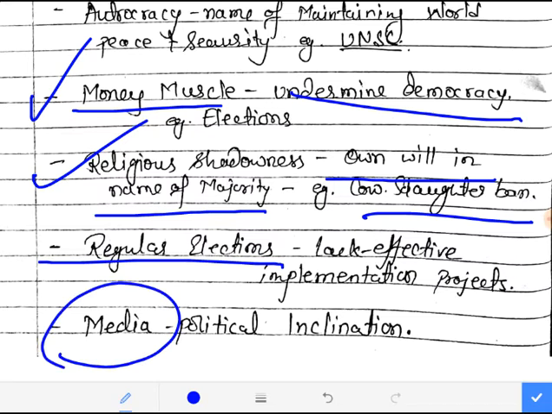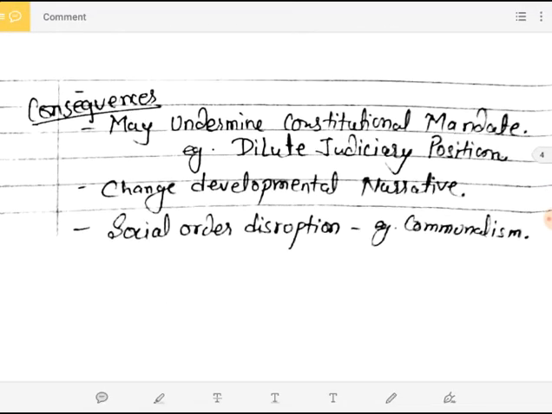Next is media. This is considered to be the fourth pillar of democracy, but still that has diluted because there are a few media channels in our India who are totally politically inclined. So this must not happen, right?